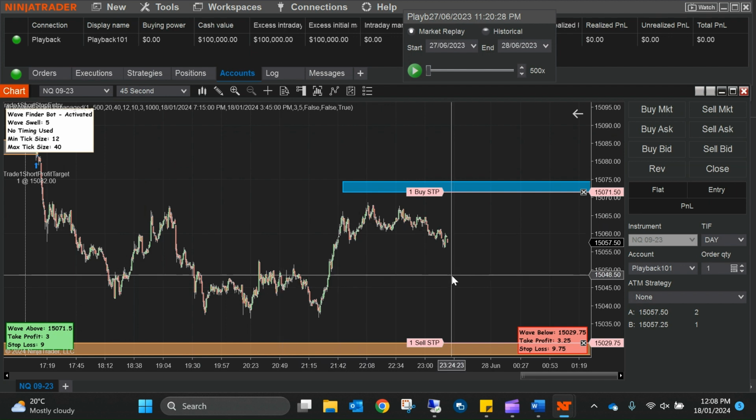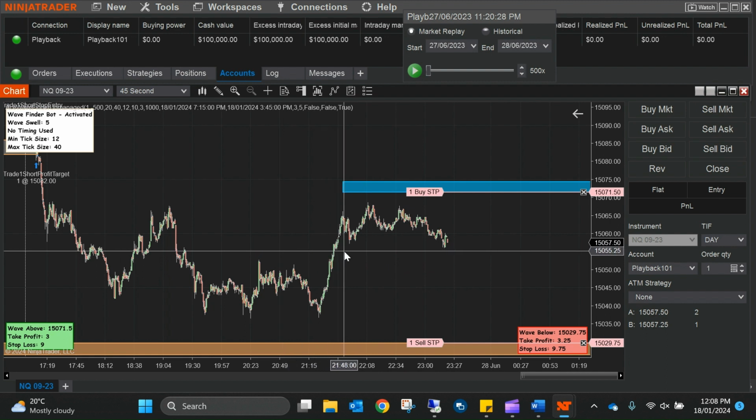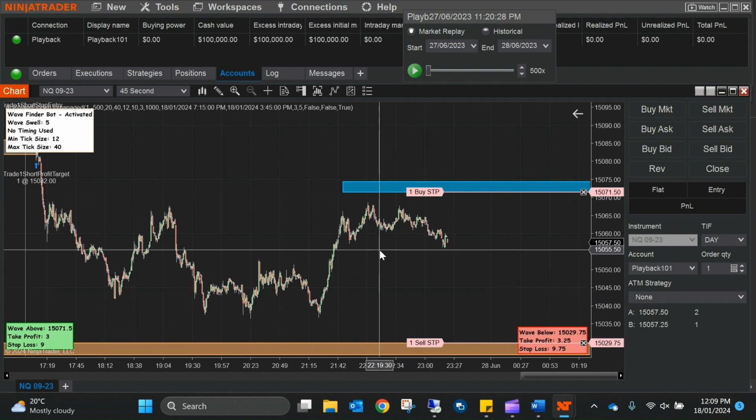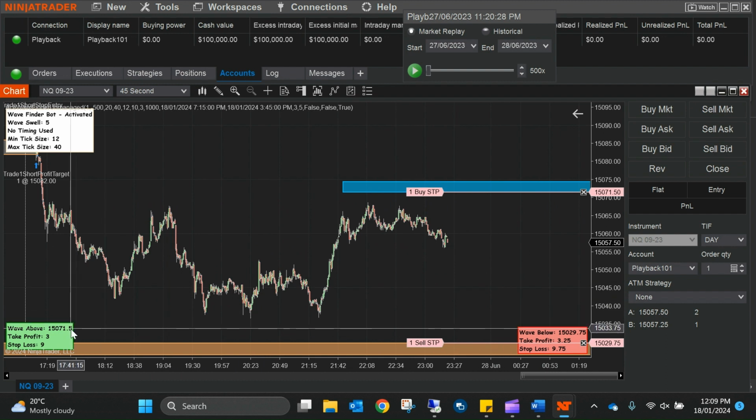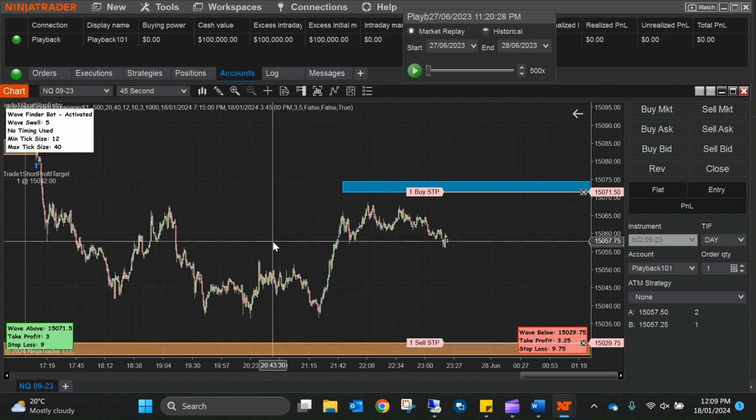The way the bot will work is, as the day progresses, waves will be identified, so they will be found within the chart, and an order will be placed for longs and an order will be placed for shorts. Once that order is placed, you can see down here the wave above at 15071.5. It's identified that we should be taking a 3-point TP, and I've got my stop loss set to a 3 risk, and what that means is it's 3 times the take profit.